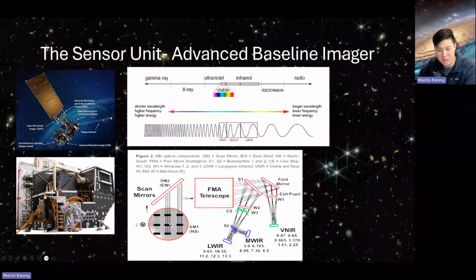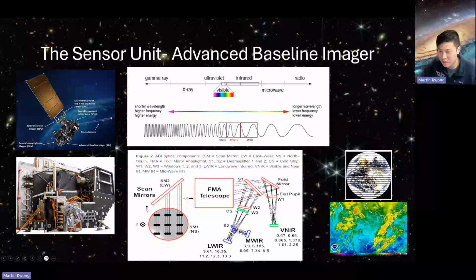And then you have some optical elements here. The basics are light is fed through a telescope, and then it's fed through these optical elements. It's fed through mirrors and beam splitters. And then it hits your visible, near infrared, mid-wave, and long-wave infrared filters and sensors. And here you have these bands, which are in microns, from 0.47 to 13.3. All that then creates this image, a scanned image, which we can break down even further into color coding for the infrared channels.